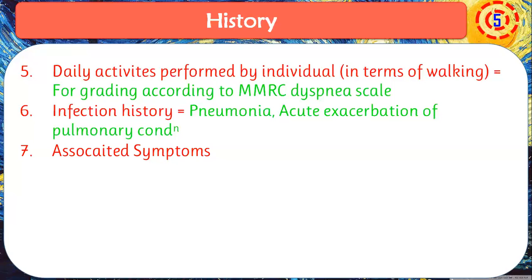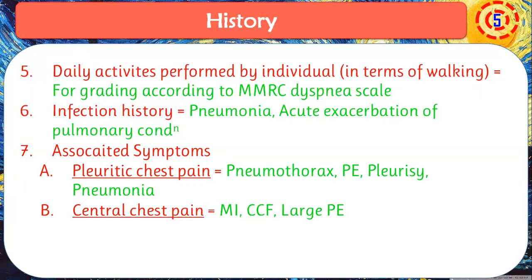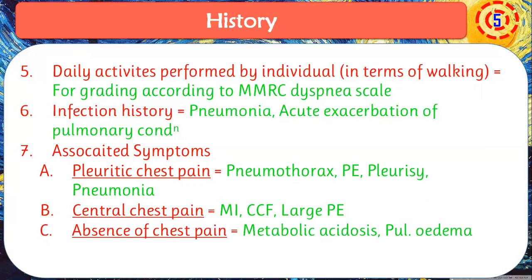We also need to ask about associated symptoms because they give us a lot of insight into what the cause might be. For example, if there's pleuritic chest pain, then we have to consider pneumothorax, pulmonary embolism, pleurisy, or pneumonia. And if there's presence of central chest pain, then we have to consider myocardial infarction, congestive cardiac failure, or large pulmonary embolism. Whereas if there's absence of chest pain, then we mostly consider the miscellaneous conditions, that is anemia or metabolic acidosis, or sometimes pulmonary edema as well.